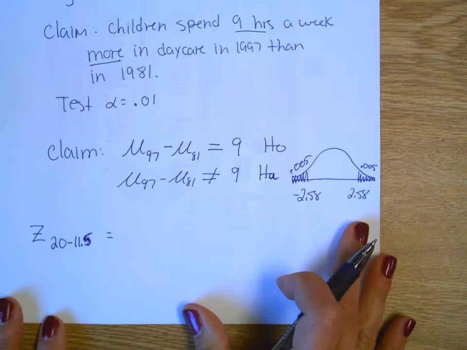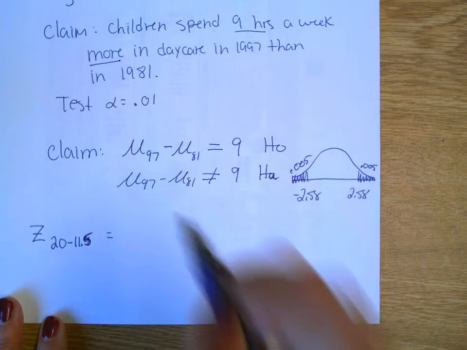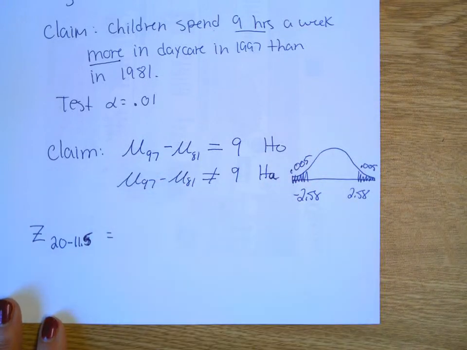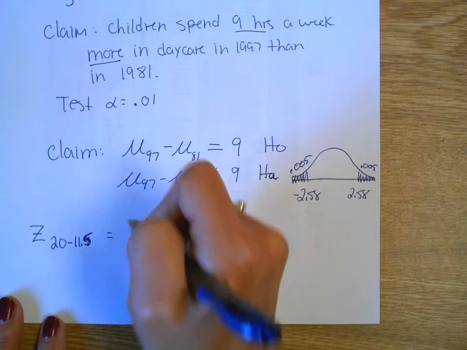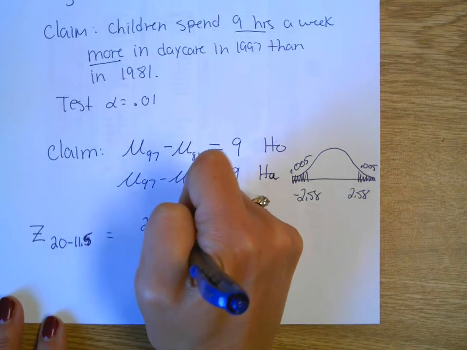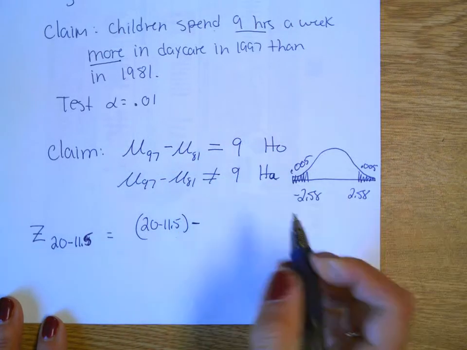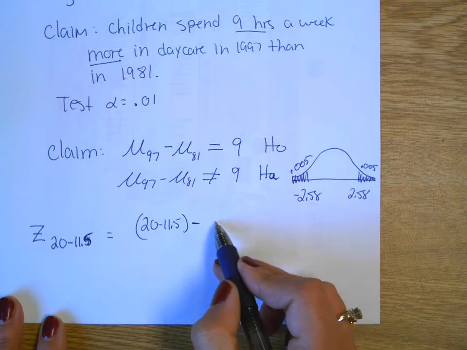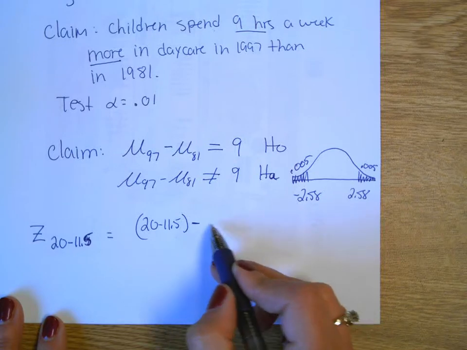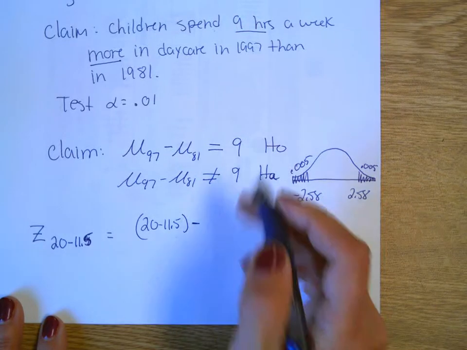So do you need me to show you the formula? Are you good? Yeah. So 20 minus 11.5, I thought you meant right now. Oh, minus, this is the difference in the two populations. What are they telling me the difference in the populations is from the whole? 9. A 9 there instead of a 0.